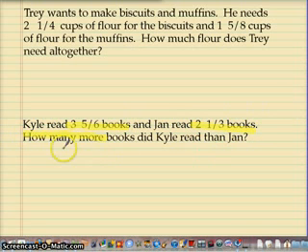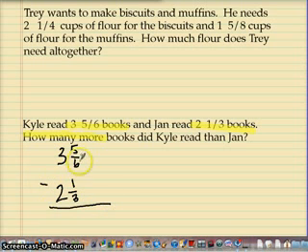So we are going to list our fractions vertically, and we're going to subtract since it says how many more. Knowing that 6 and 3 are not common denominators, in order to turn them into common denominators, we know that 3 and 6 will both divide evenly into 6.